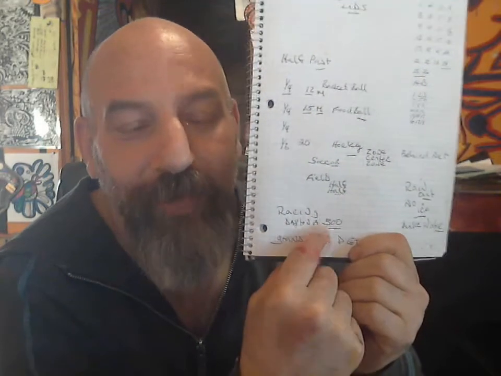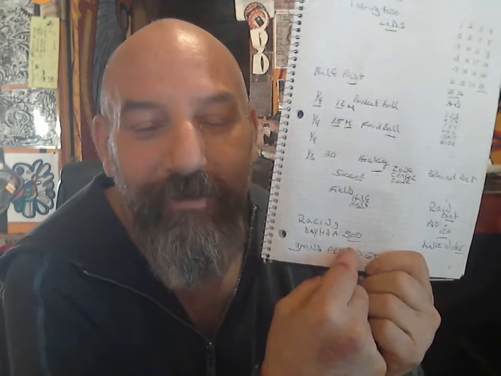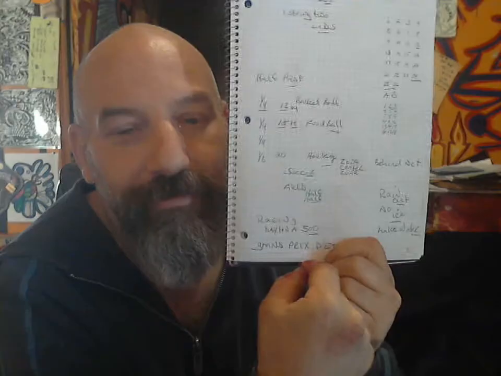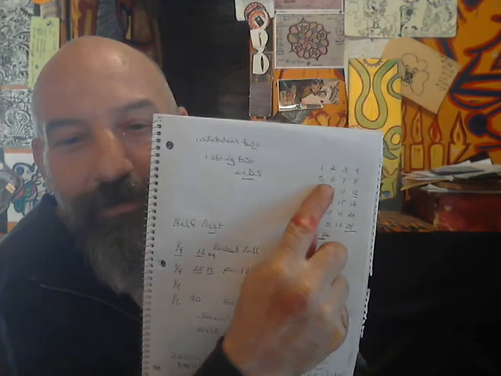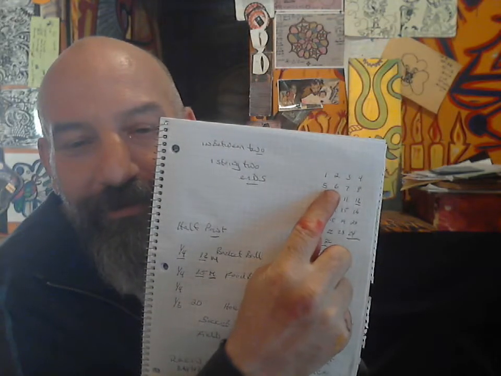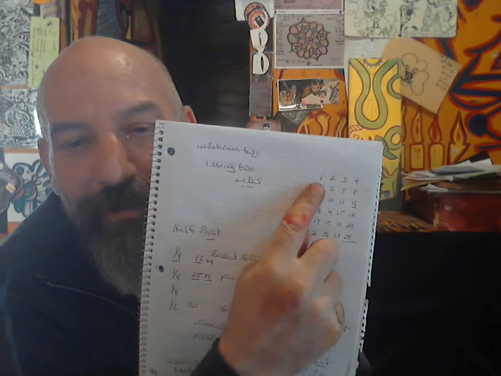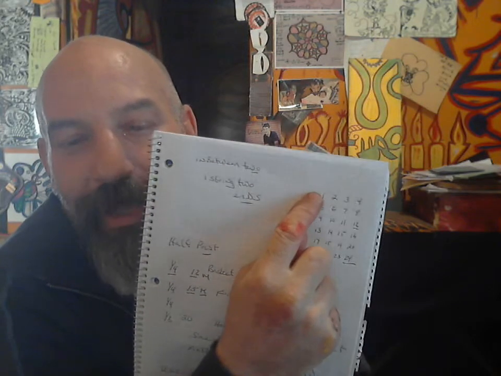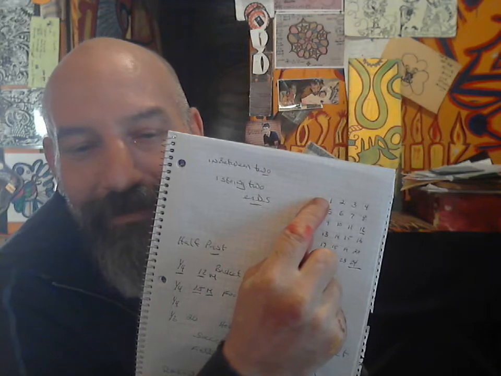Racing Daytona 500. Why not 1100? Why not 650? Why did they choose 500? This is the reason. Because you're coming home. You start 1, 2, 3, 4, 5, and where do you go home? That's right, back to 1 again.